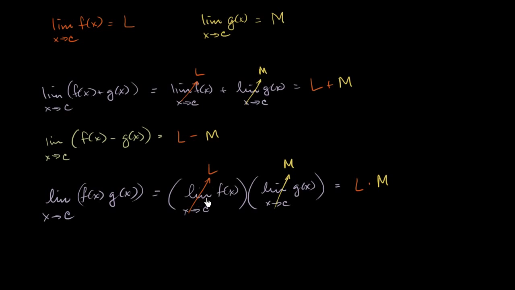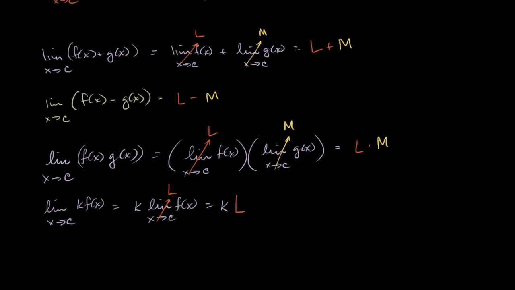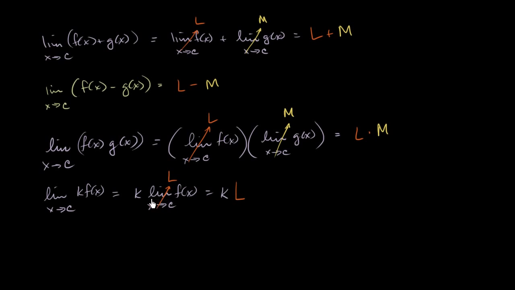Same thing if, instead of having a function here, we had a constant. So if we just had the limit of k times f of x as x approaches c, where k is just some constant, this is going to be the same thing as k times the limit of f of x as x approaches c, and that is just equal to L. So this whole thing simplifies to k times L. This is often called the constant multiple property.